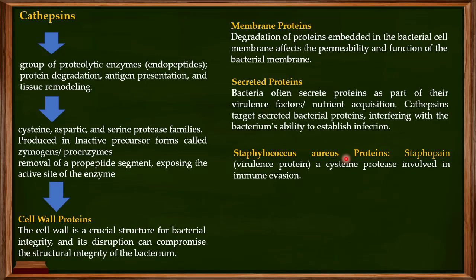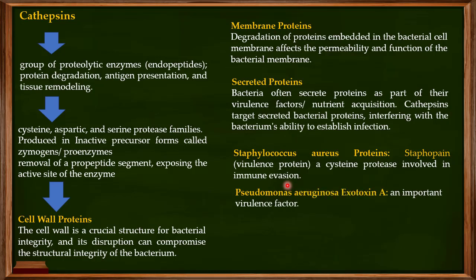When you talk about Staphylococcus aureus, that is a very important gram-positive bacterial pathogen. And Staphylococcus aureus produces a particular protein which is known as staphopain. And this particular staphopain is an important virulence protein, a cysteine protease involved in immune evasion. So when the cathepsin degrades this staphopain protein, the Staphylococcus aureus cannot evade the immune system of the host, and the immune system can neutralize the Staphylococcus aureus.